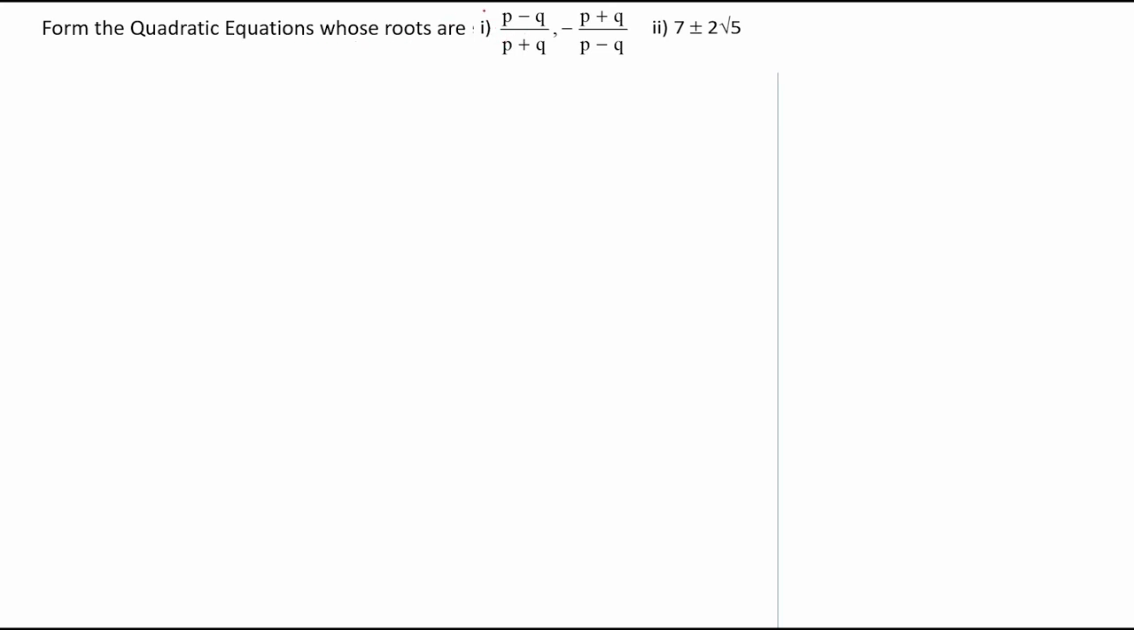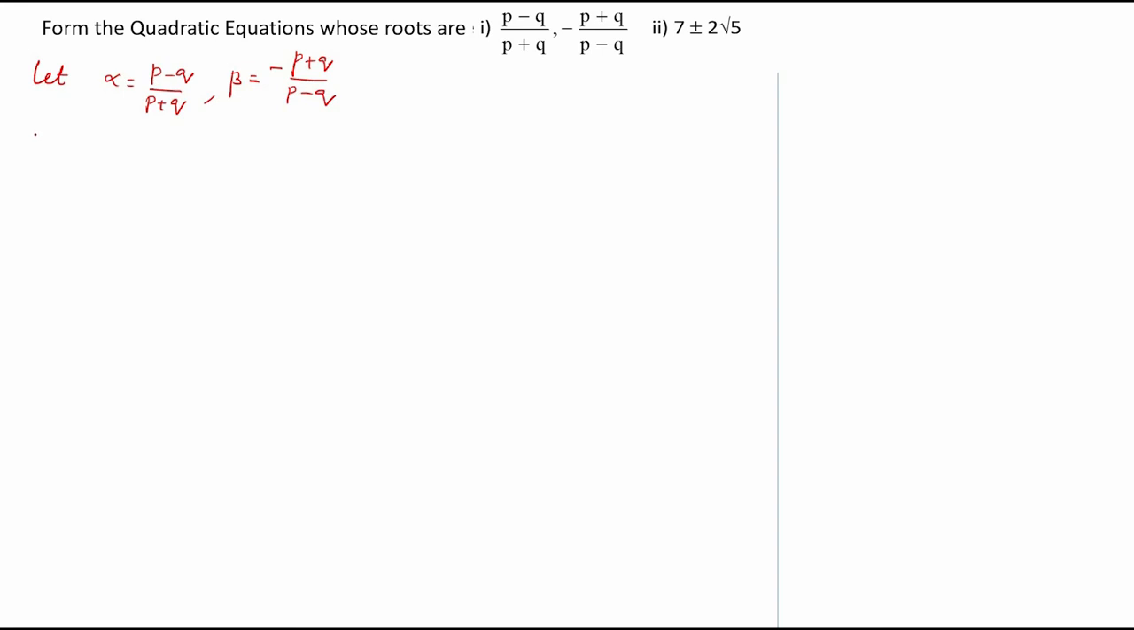The first case here is p minus q by p plus q and minus of p plus q by p minus q. So we are given two roots here. Let us take the roots as alpha and beta. Let alpha be equal to p minus q by p plus q and beta be the other root, minus of p plus q by p minus q. Remember, this minus is given in the middle. That means minus is applicable to both p and q. This is not minus p plus q. This is minus of p plus q, means minus p minus q. Both p and q should be multiplied with the minus sign.